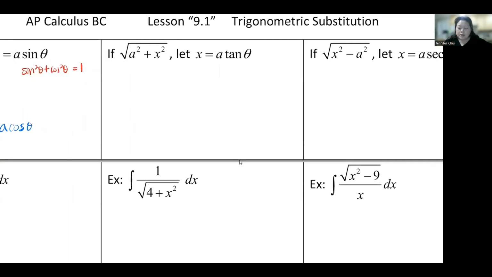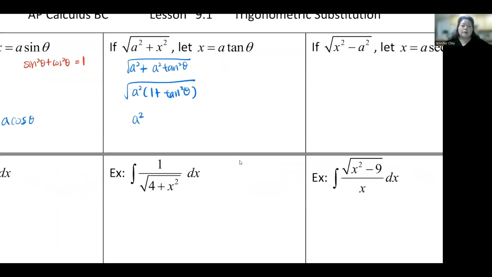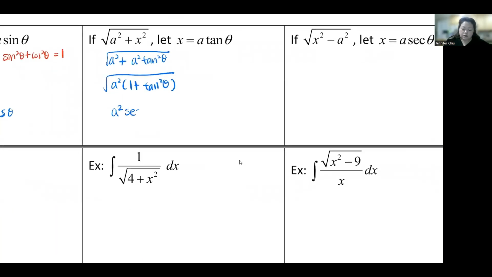Okay. The next scenario is when you have a plus. That's much easier, actually. It's a plus, it's always a tangent, right? Same idea here. You have a squared. You're going to replace the x with a tangent theta. Factor out the a squared, you get 1 plus tangent squared theta. And based on the Pythagorean identity, 1 plus tangent squared theta converts into secant squared theta, and this becomes a secant theta.